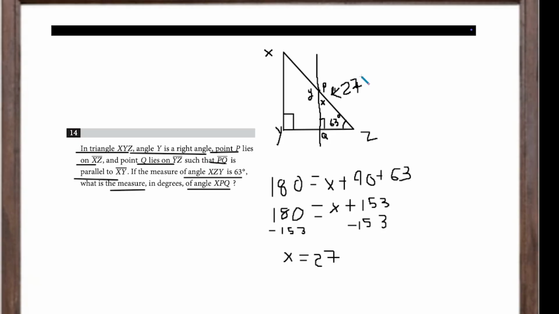Here we can see that line XZ is a straight line, and that we have line PQ that cuts into our straight line. So we know that this angle has to equal 180 degrees. So Y plus X must equal 180 degrees. So we subtract 27 from 180. So you have 180 minus 27 is equal to 153 degrees, which makes our answer for Y 153 degrees. So angle XPQ is equal to 153 degrees.